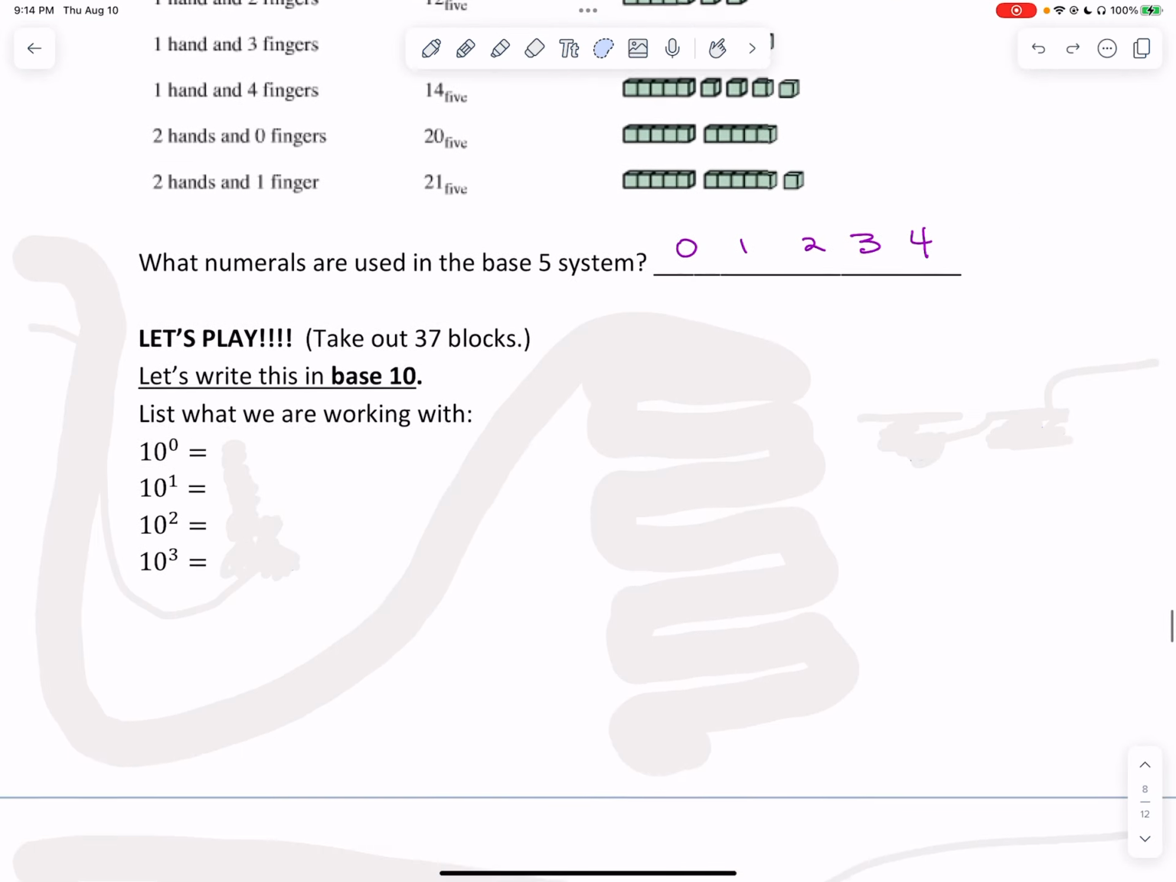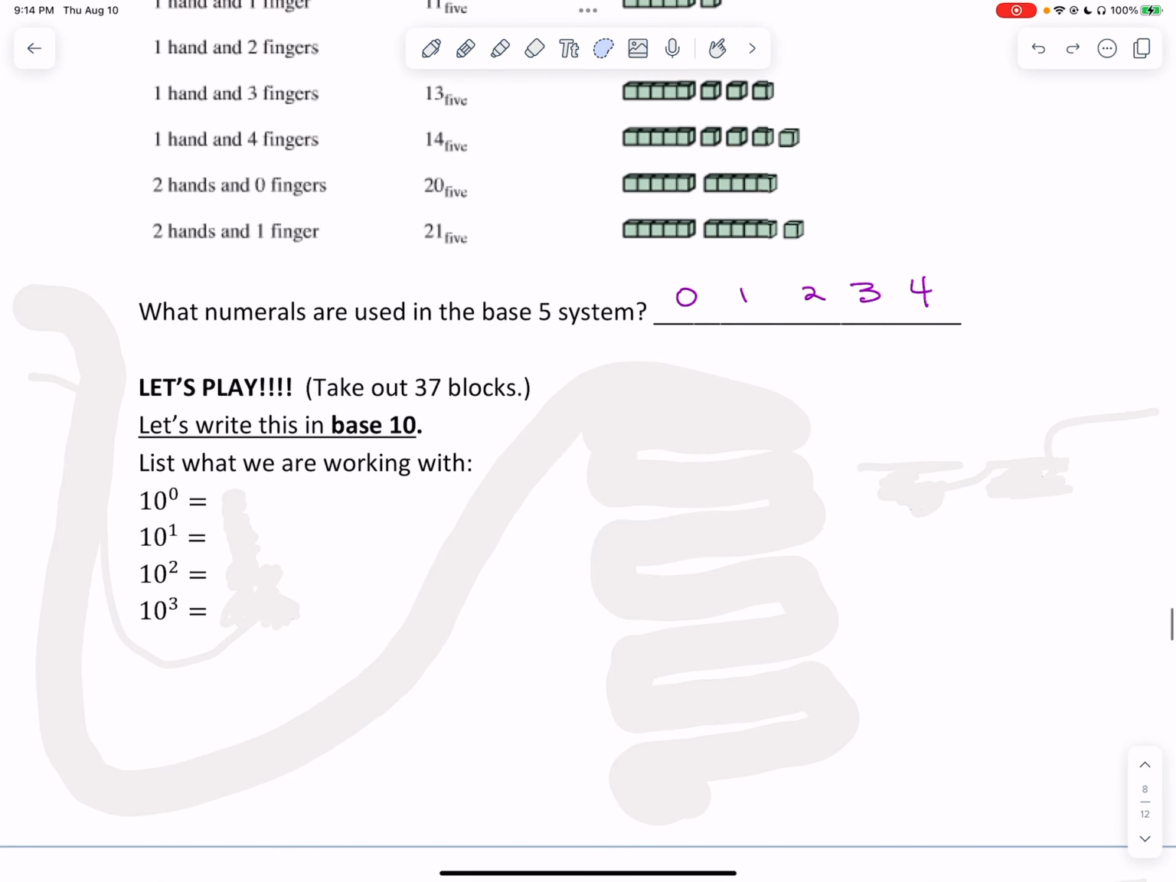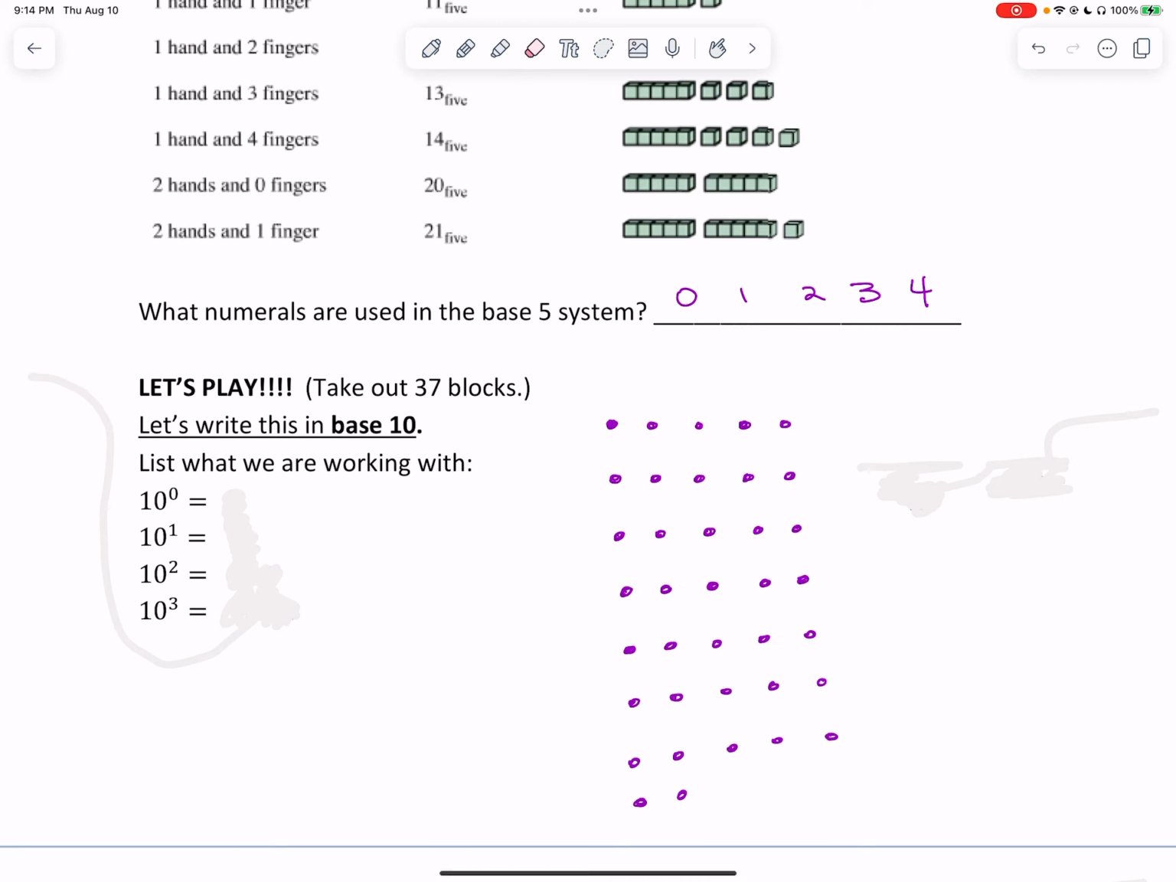Now we're going to play. I'm going to take out 37 blocks. When I use this in class, we actually take out the 37 blocks. So let me show you what I mean. I've got 37 little bitty blocks.